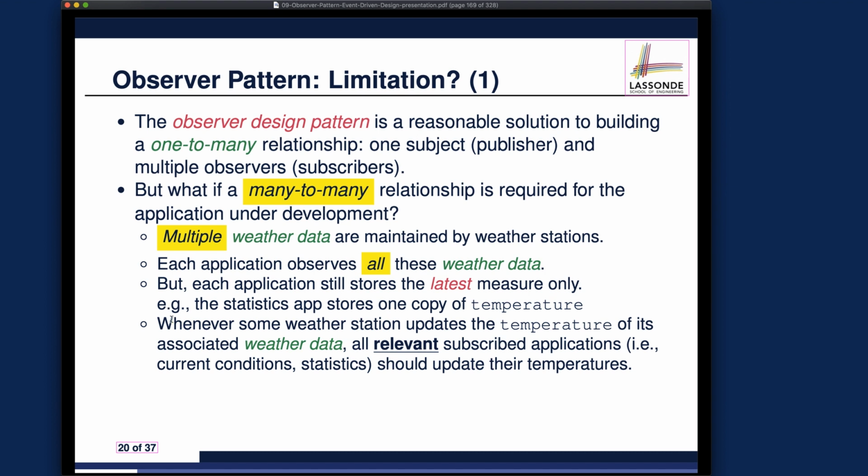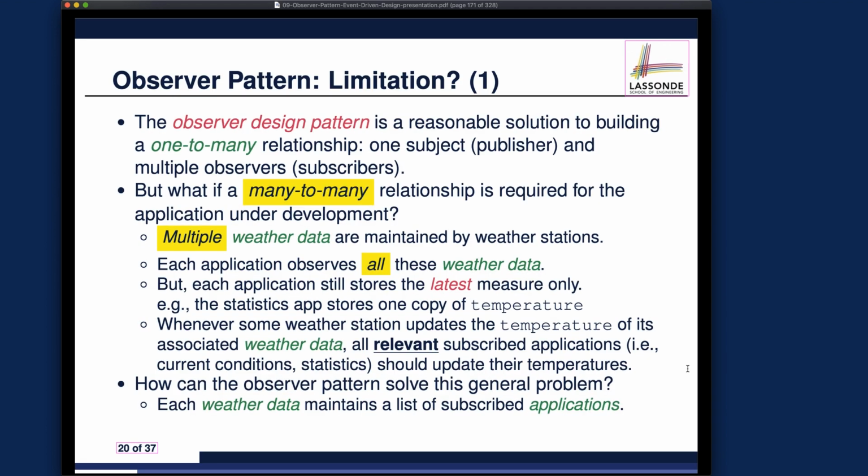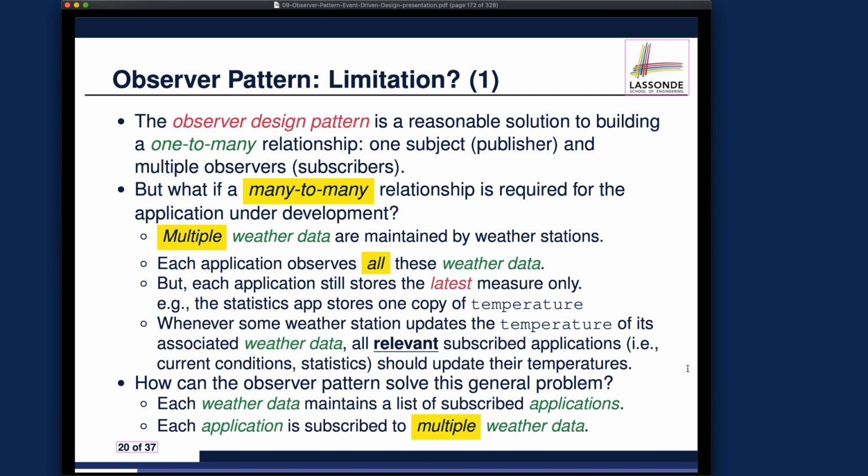Now this part, to be honest, is really similar to how the observer pattern works. But the problem is, how do we manage the observer side? Not only do we have a list of observers on the subject side, but from the observer side, we also have a list of subjects for each application, right? That's the complexity. How can the observer pattern solve this general problem? That's the question. Each weather data maintains a list of subscribed applications. That's the same property as the observer pattern.